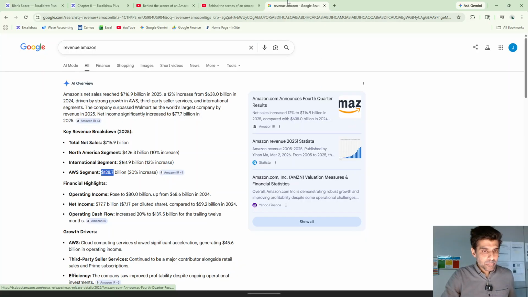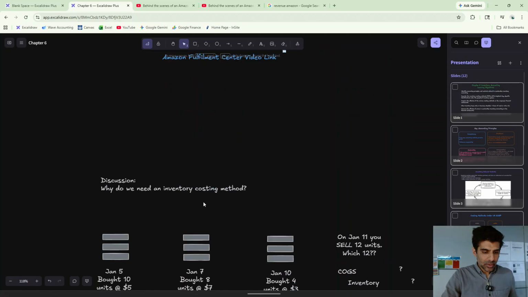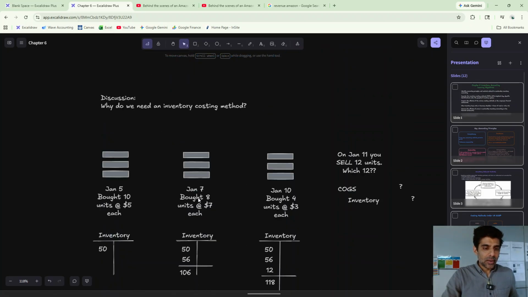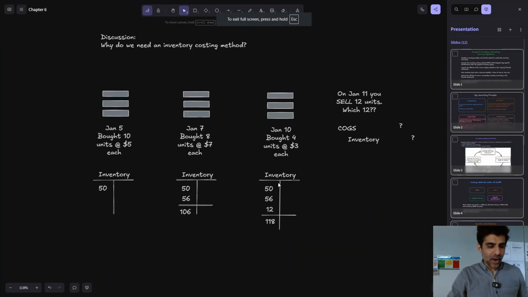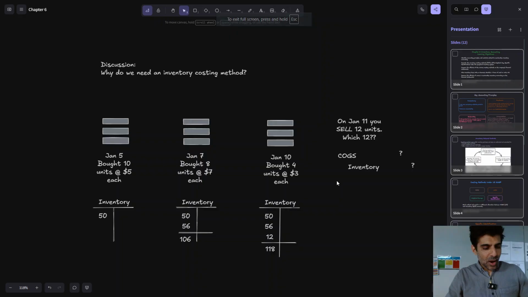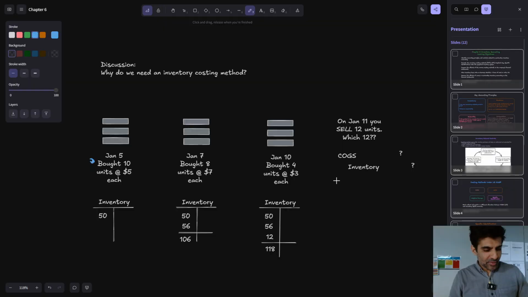Okay, so let's go back. Let's just talk about this idea of inventory costing. What is the problem that we're trying to figure out? I'm going to give you a hypothetical here. On January 5th, we bought 10 units at $5 each. So that's where this $50 is coming from.